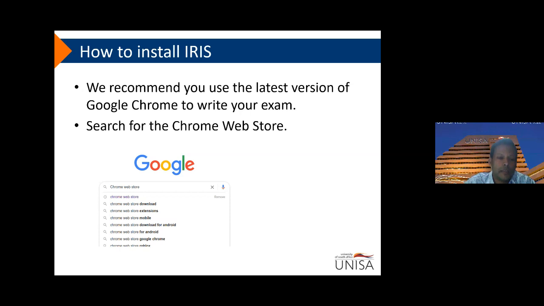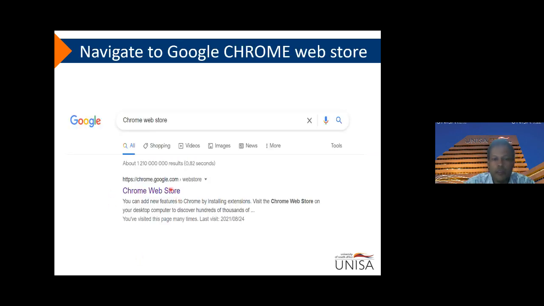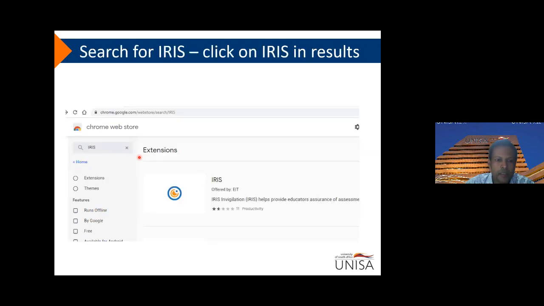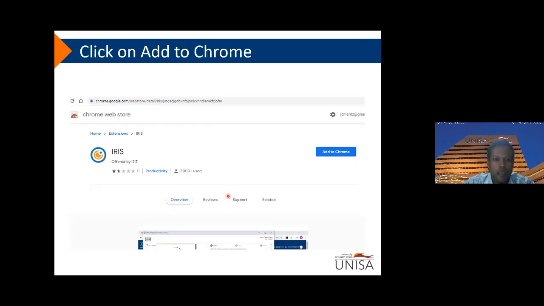How do you install IRIS? You go to the Chrome Web Store. You go to Google and you search for Chrome Web Store. Then you click on the first link that pops up. You click on the search bar in the Chrome Web Store. You type in IRIS, and IRIS will be the first thing that pops up under the search. Then you double click on the IRIS extension, and then you click on Add to Chrome.